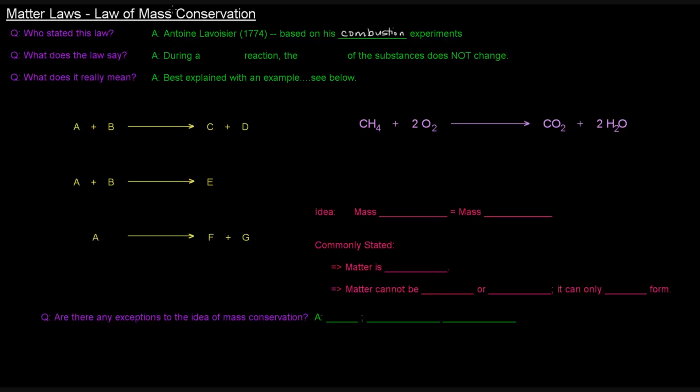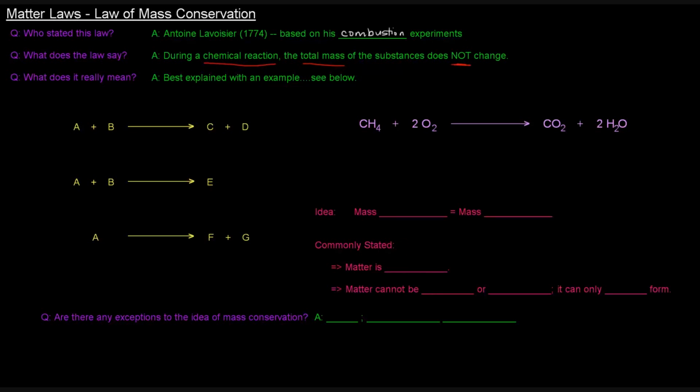So what does the law actually say? It basically says that during a chemical reaction, which is actually pretty important there, the total mass of the substances does not change. Okay, and there are some key words I want to highlight. During a chemical reaction, the total mass, of course, does not change. So what does that really mean? That's the question here, and it's really just best explained with an example, at least in my opinion.